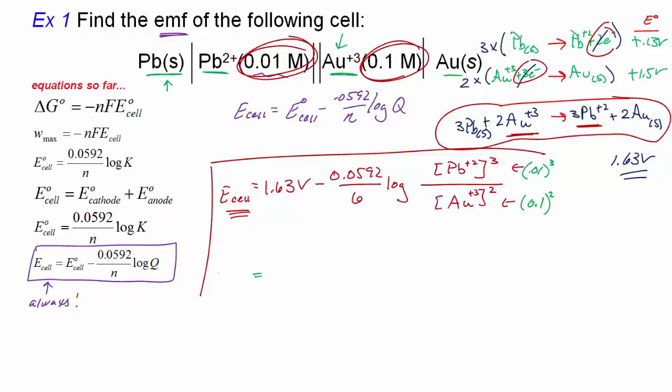So my E cell, so what will be my E cell? I'm going to do the log part first, 0.01 cubed divided by 0.1 squared, it equals a log of that times 0.0592, it's negative, divided by 6, it equals plus 1.63, 1.67 volts. It's my E cell.